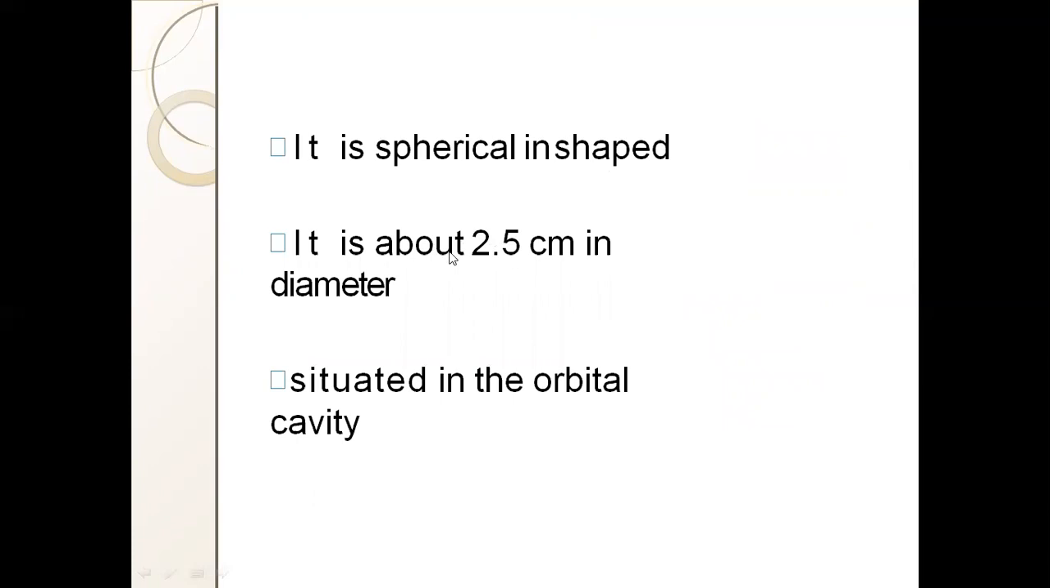spherical shaped. It is about 2.5 centimeters in diameter. So the eye is spherical in shape, and its diameter is about 2.5 centimeters, and it is situated in the orbital cavity.